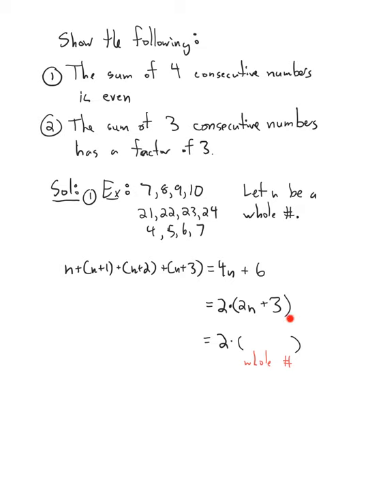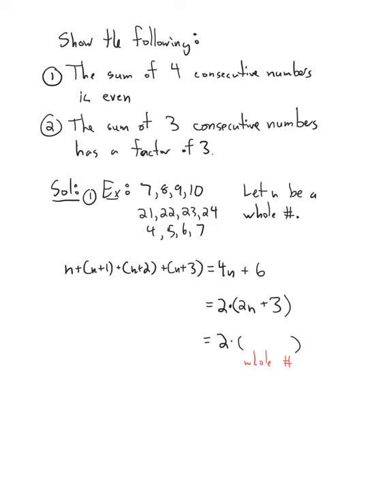We'll talk a little bit more about this idea. It's called closure, where you can add and multiply whole numbers and still have another whole number. So that's a really important thing. We're not subtracting, so it'll never be negative. We're not dividing, so it'll never be a fraction or a decimal. We always stay with whole numbers if we're adding and multiplying. So that is great. But we've done it. We've written this sum as 2 times some whole number. So it looks like we have completed our task.